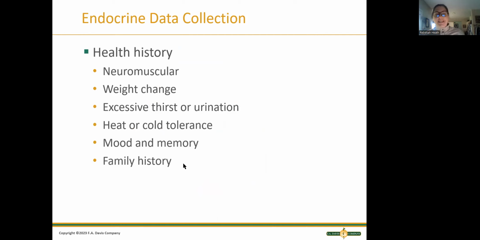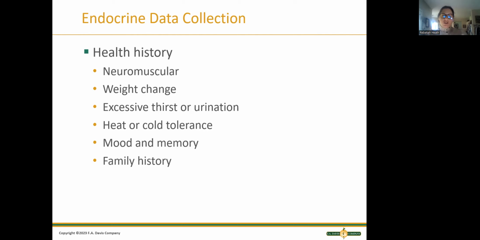So when we're doing our data collection, which is just also called assessment, what are we assessing? Neuromuscular, right? We talked a little bit about some of the electrolytes like calcium that are regulated by some of these different hormones. Remember we talked about calcium way back last term, how you can have different tremors and different side effects with those imbalances. So that's just an example of why you'd want to look at neuromuscular status.